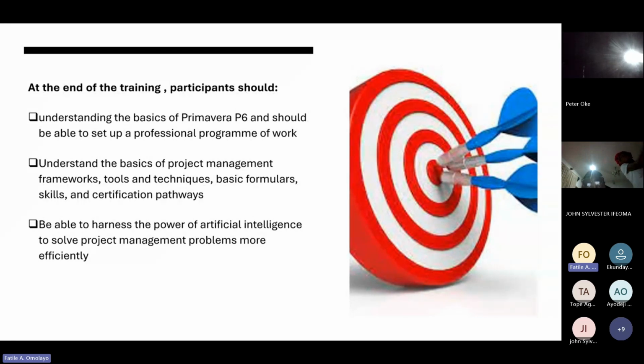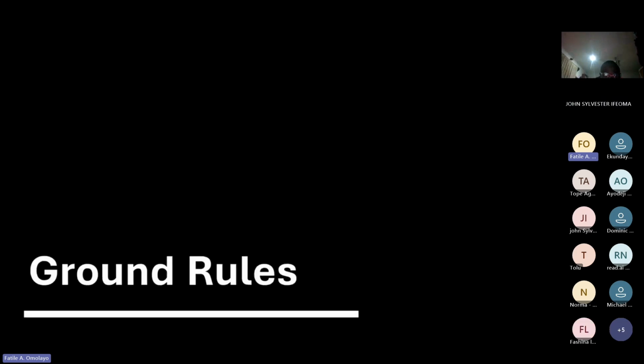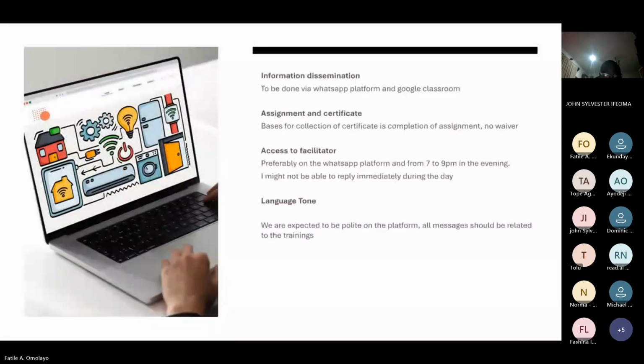All right, so the second objective is to understand the basics of project management frameworks. We're going to look at tools, techniques, basic formulas that a project manager is expected to know, skills, and we're going to look at project management certification paths also. And lastly, the third objective is to be able to harness the power of artificial intelligence to solve project management problems more efficiently. So those are the things that I want us to look at.